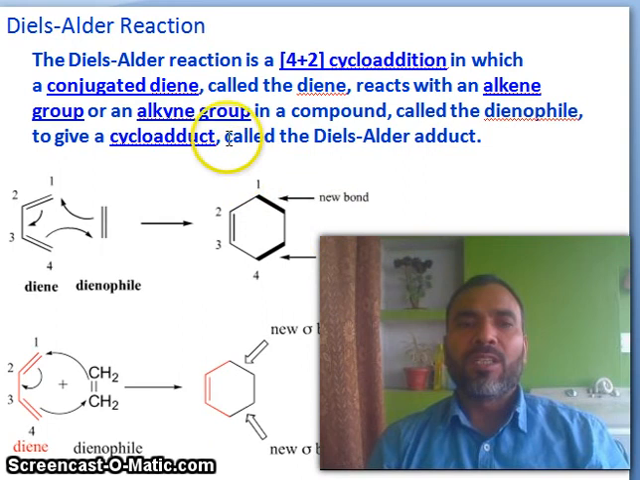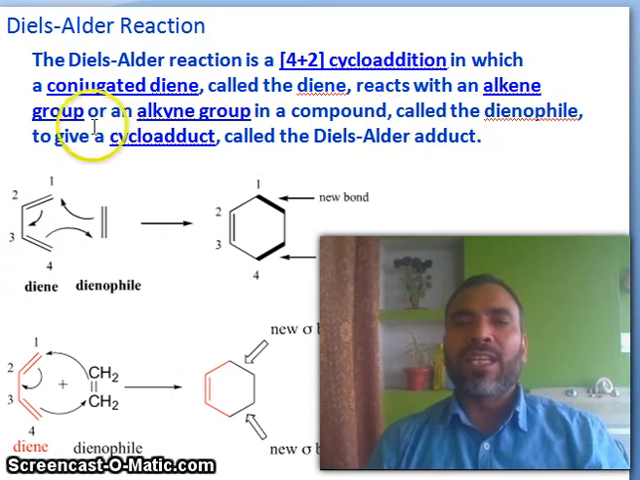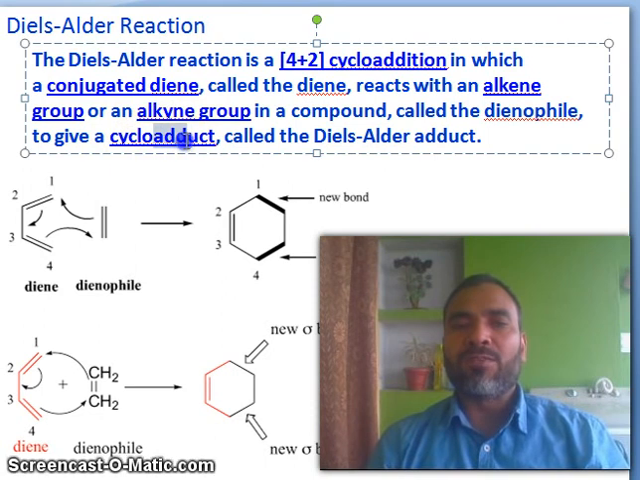Now, the Diels-Alder reaction is a 4+2 cycloaddition in which a conjugated diene, this is a conjugated system, called the diene, reacts with an alkene group or any alkyne group in a compound called the dienophile to give the cycloadduct. Adduct is also very important. When two things combine together, they form an adduct, in the Diels-Alder reaction.